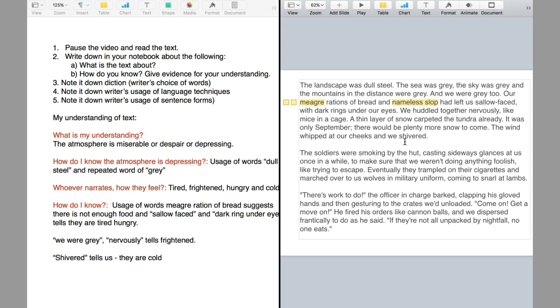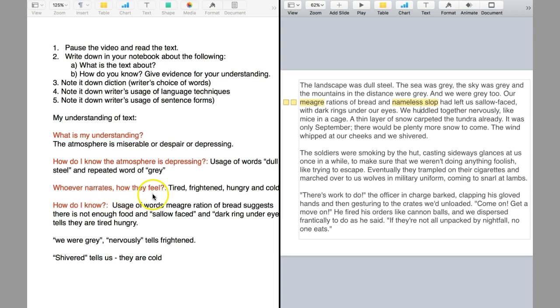Okay. Regarding the first paragraph, I have given my understanding. What is my understanding? The atmosphere is miserable, or I can say despair or depressing. How do I know that? The usage of the words dull steel, and the repeated word grey. Grey is associated with miserable, depression, sad, sorrow, those kind of things.